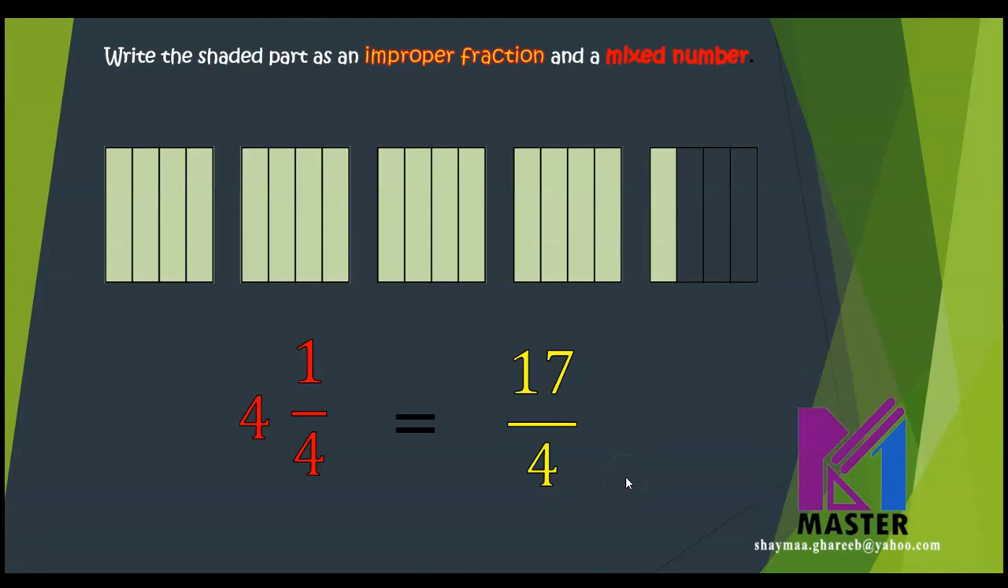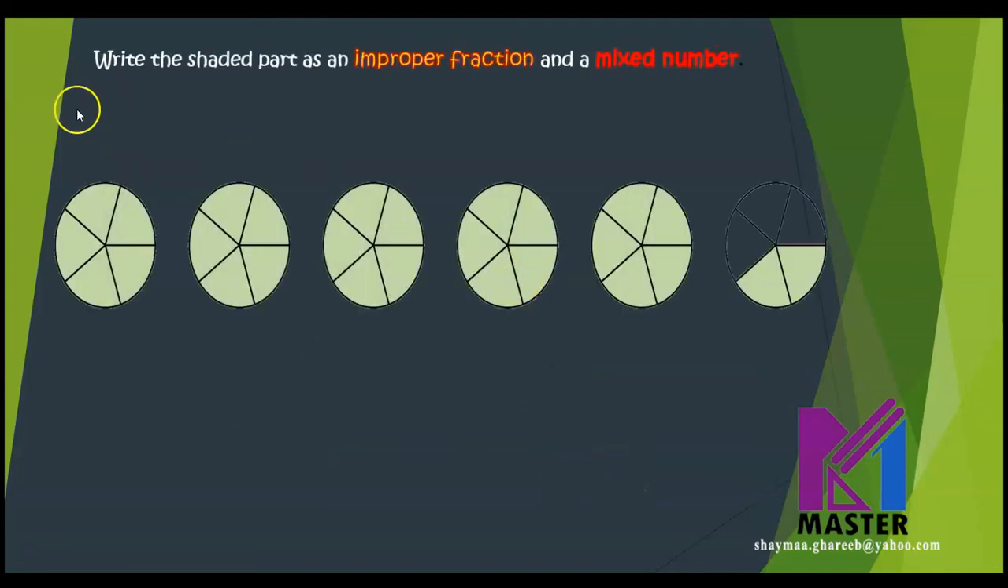One more question. Write the shaded part as an improper fraction and as a mixed number. We are going to do exactly the same steps. I will start with the whole number, which is 1, 2, 3, 4, 5. So the whole number will be 5. And what about the fraction part? 2 parts out of 5 parts, so it will be 2/5. So the mixed number will be 5 and 2/5.